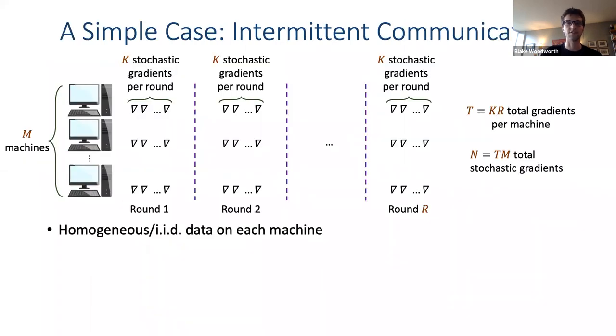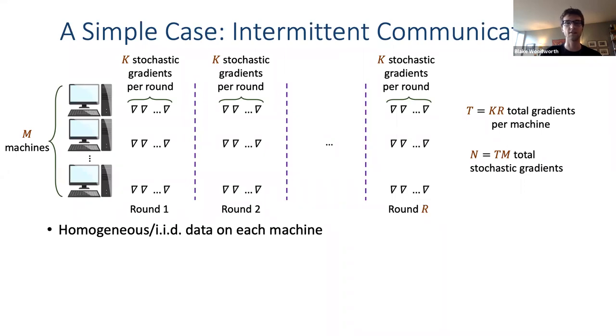Today, I'm going to focus on just one specific parallel environment, which I'm going to call the intermittent communication model. This is pretty simple, but I would argue that it's one of the prototypical distributed optimization settings, and it captures many of the important considerations and trade-offs.